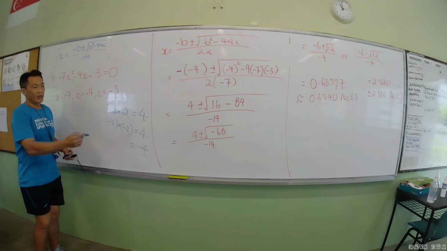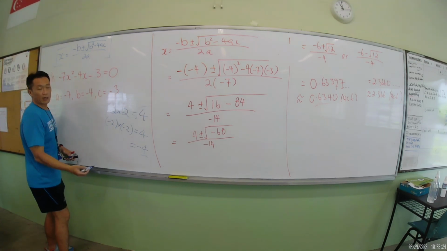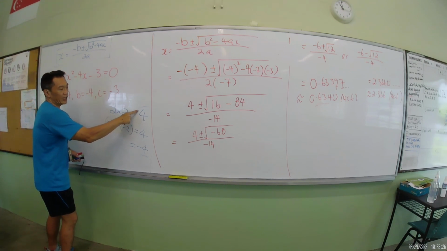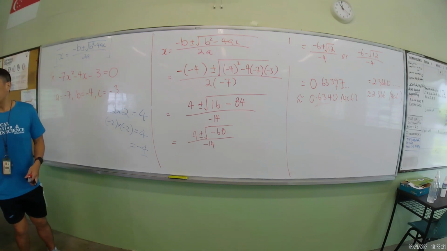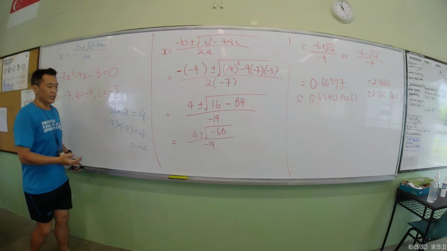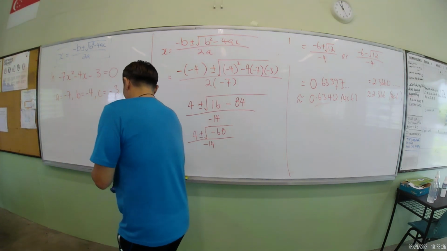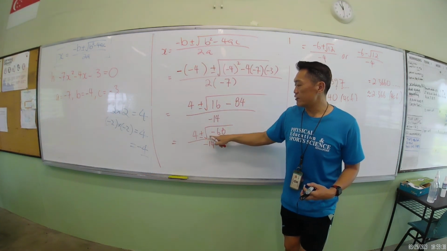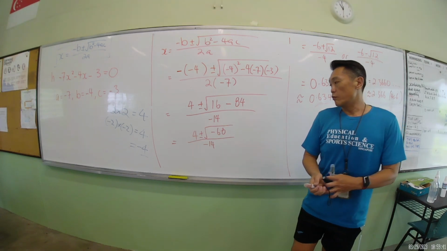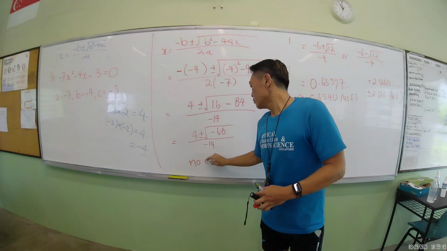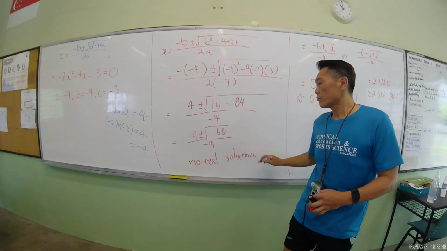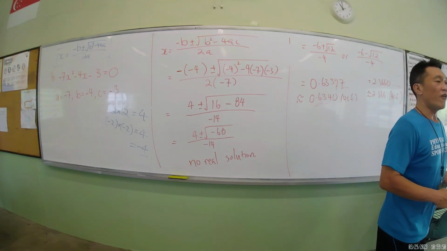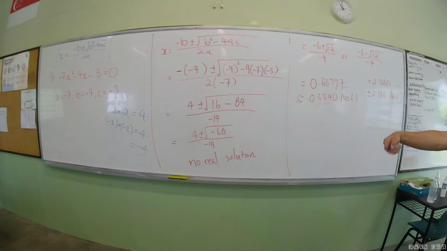Okay? So when we want to take square root of a positive number, it can be 2. It can also be negative 2. But if we want to take square root of negative number, there isn't any real solution. Okay? So when we have negative values inside the square root, we have to say no real solution. So for part H, you have to say the answer is no real solution.